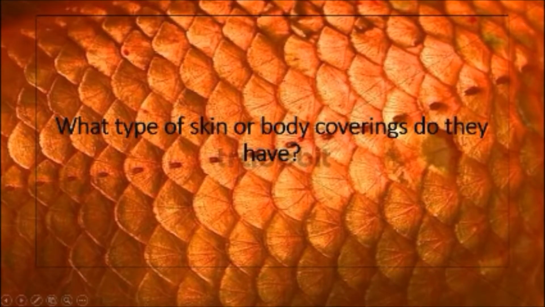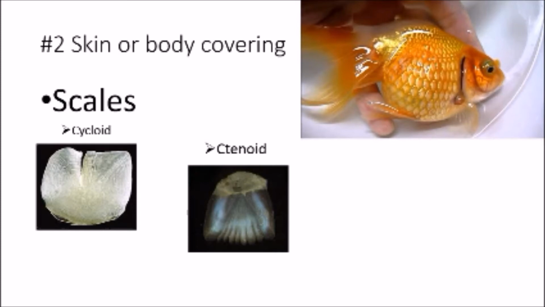Osteichthyes species have body coverings of scales. Two common body scales are cycloids and ctenoids. Goldfish, for example, have cycloid scales. Cycloid scales overlap each other and are round or oval in shape.